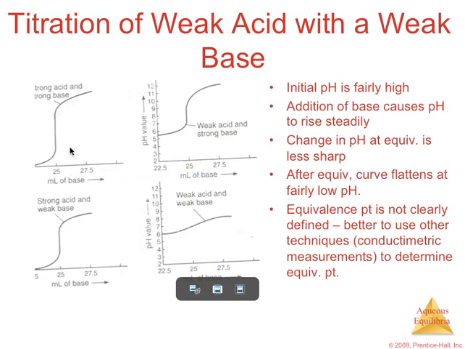Okay, so strong acid, strong base looks like this. With a weak acid, you see the initial pH is higher. The jump in pH right around the equivalence point is less, and then we finish out with the high pH of that strong base.